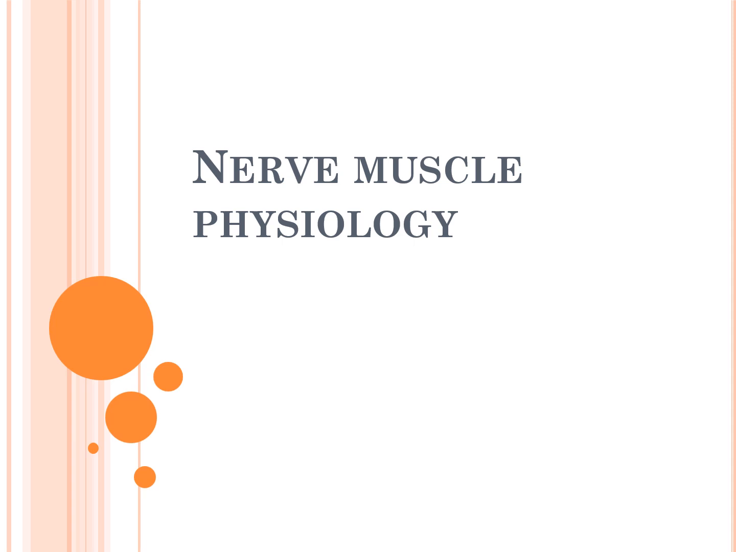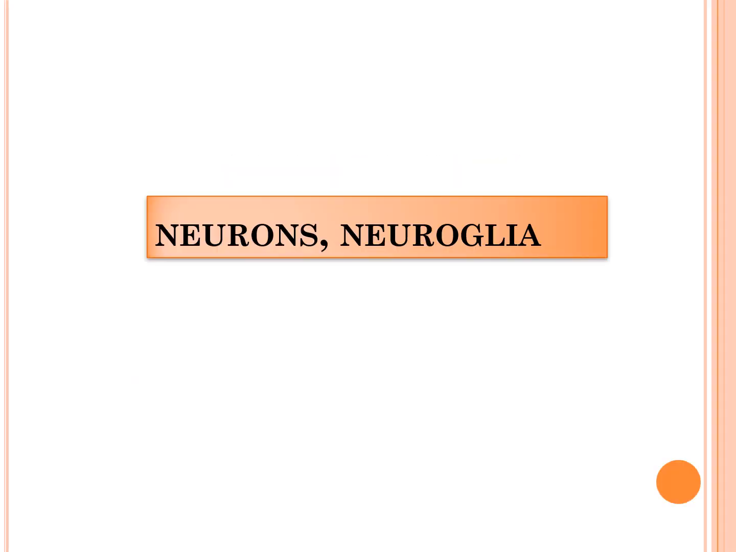So, today's session we are starting nerve muscle physiology. In this session we will learn about neurons and neuroglia. Nerve muscle physiology has many topics. First we will try to understand the structure and the functions of neuroglial cells and about the neurons. Then we will go into the detailed topics one by one.